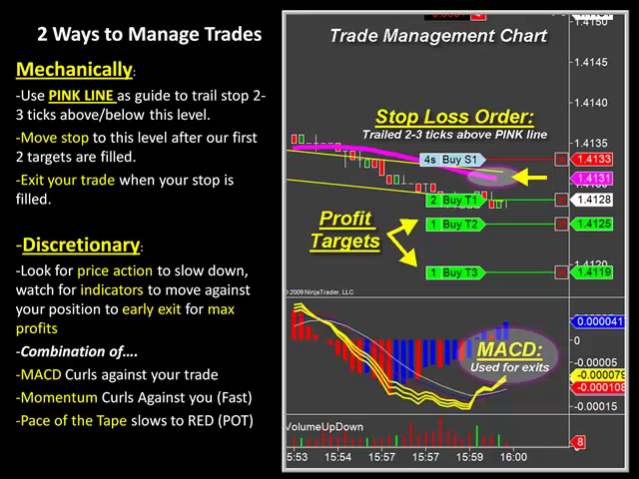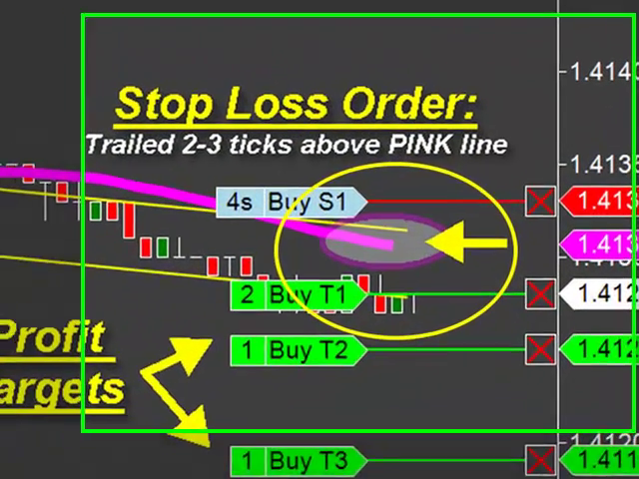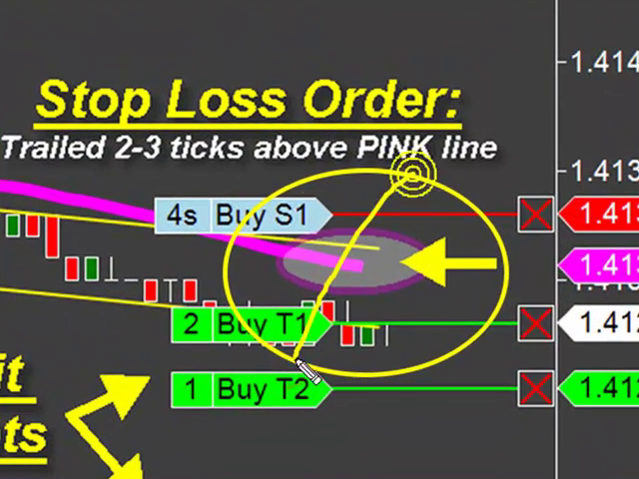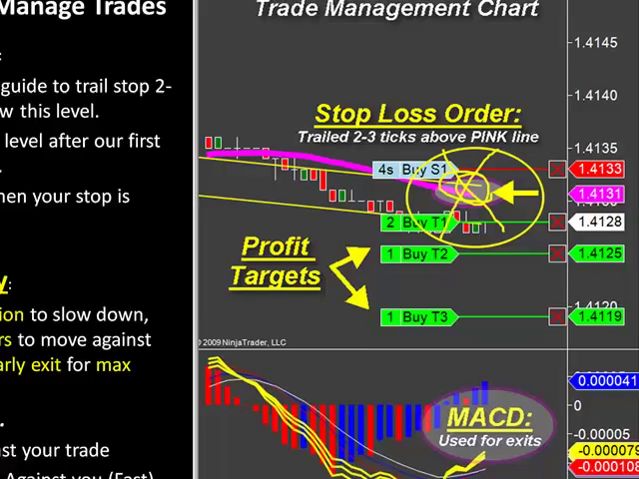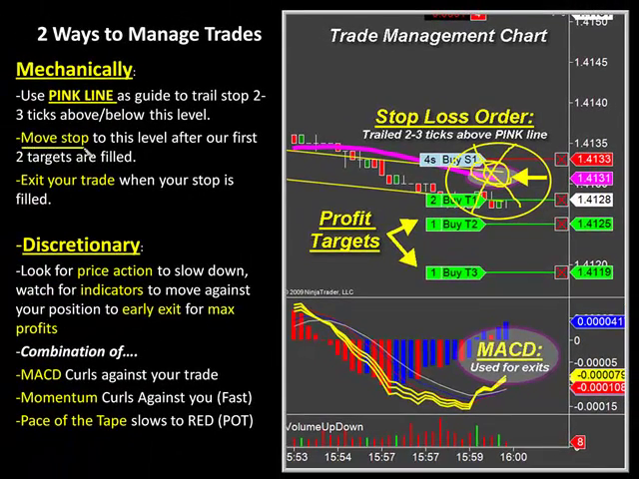So of course, with a mechanical approach, again, following my rules, I'm going to use this pink line here. Now, if you follow my drawing tool here, guys, you'll see this pink line. That pink line right there is where I'm looking to trail my stop. I'm going to move my stop to this level after my first 2 targets get filled.